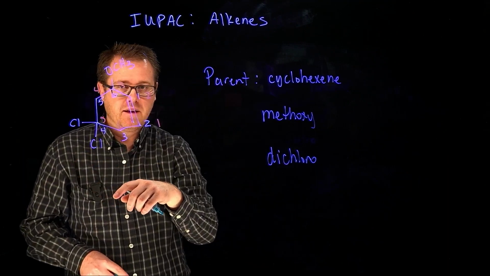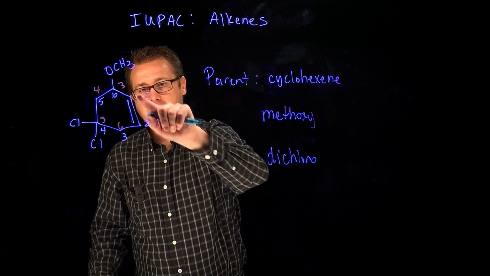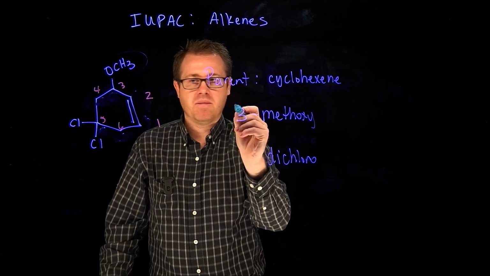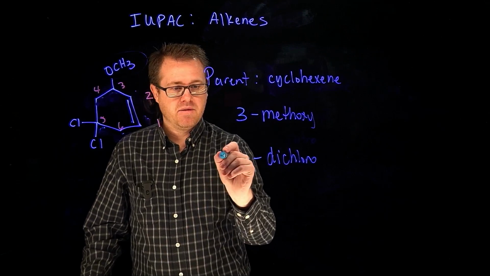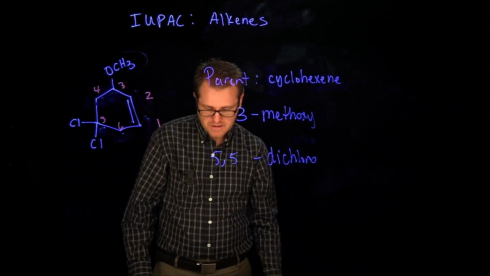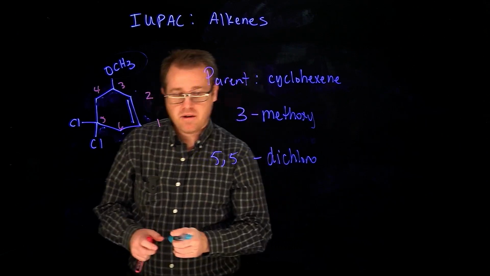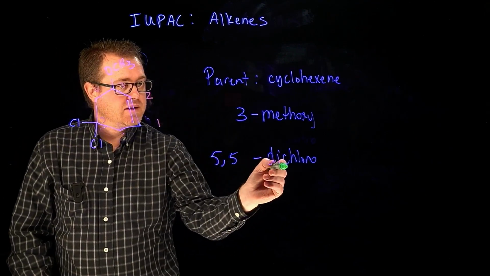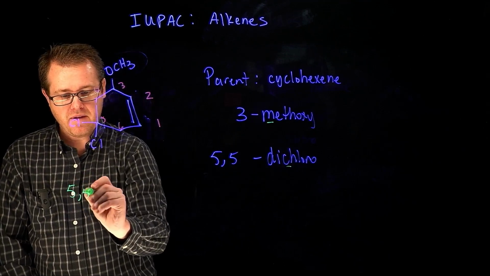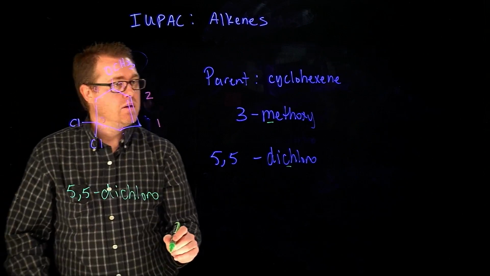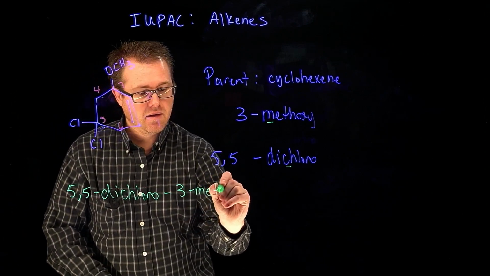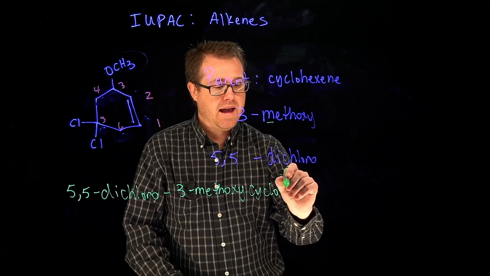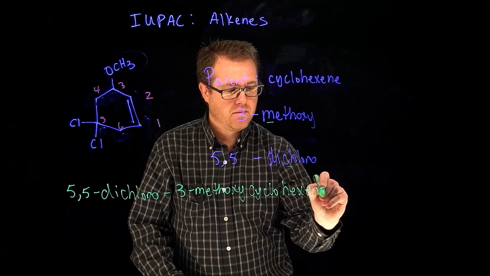Now getting into numbering the chain here. That's going to be in the pink numbers. And we see that the methoxy is at carbon 3 and the dichloro is at carbon 5, 5, like that. And now we just put it all together. C comes before M, so 5,5-dichloro, 3-methoxy, cyclohexene, like that.